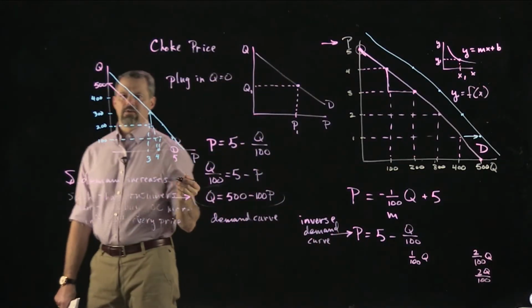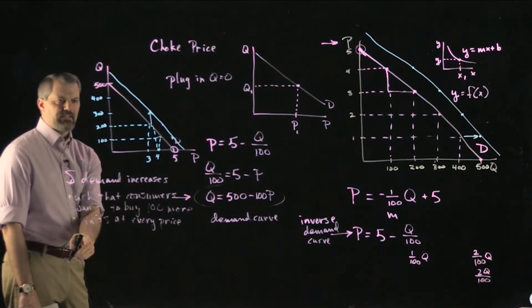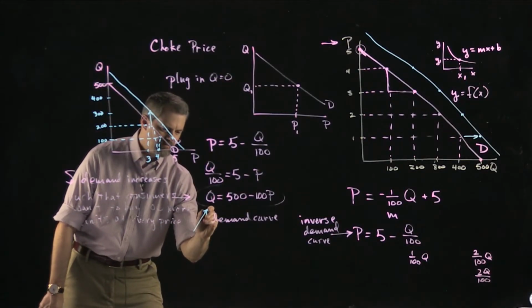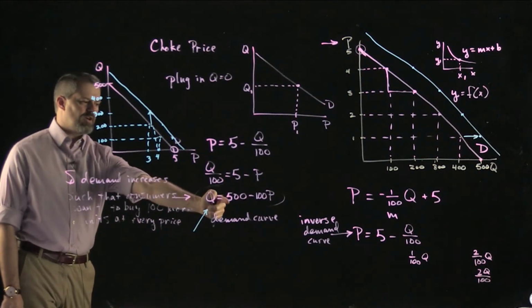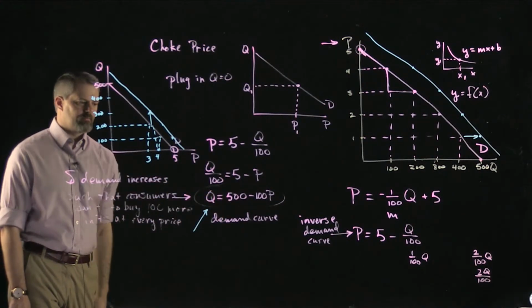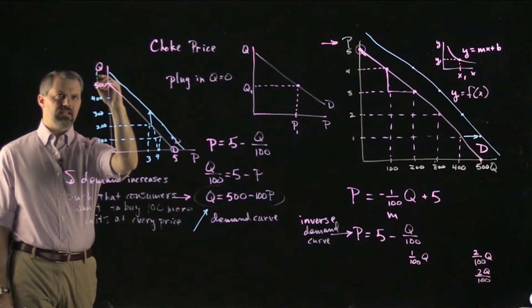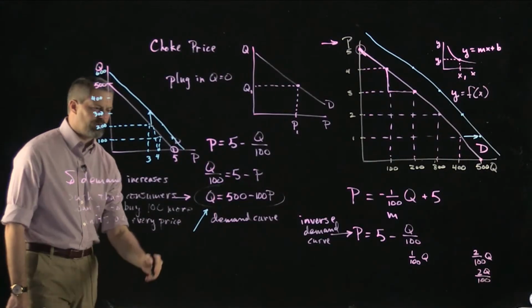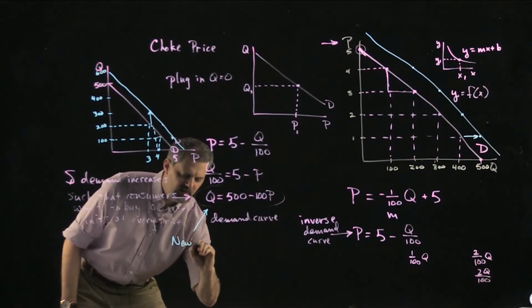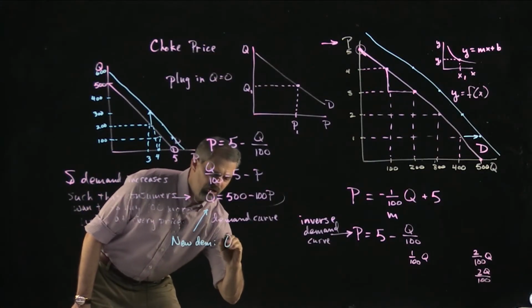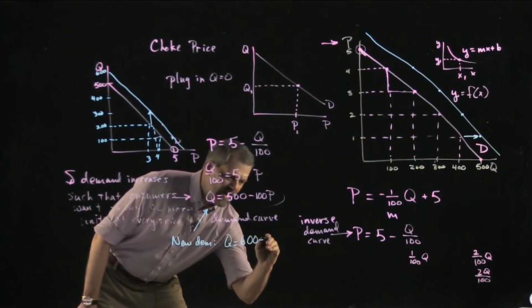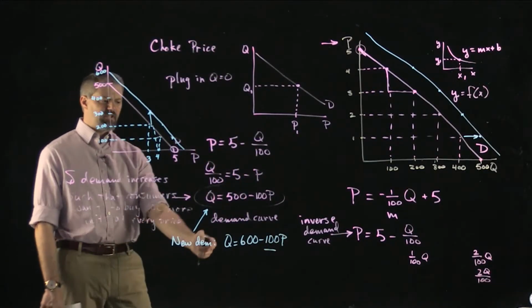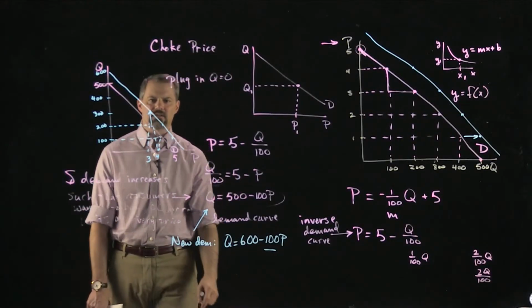The easiest way to do it, though, if you want to mathematically figure out what effect this has, is simply to take the demand curve and simply change the intercept of the demand curve. Because what we see here is that the intercept of this new demand curve is going to now be 100 units higher than it was before. So the new demand is going to be Q equals 600 minus 100p. Notice that the slope doesn't change. It's just the intercept of the demand curve that changes.